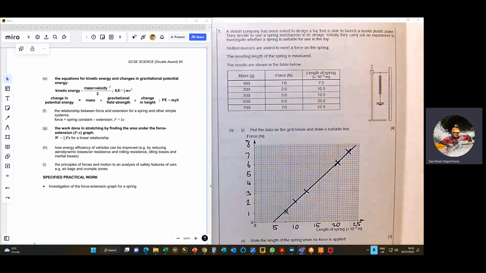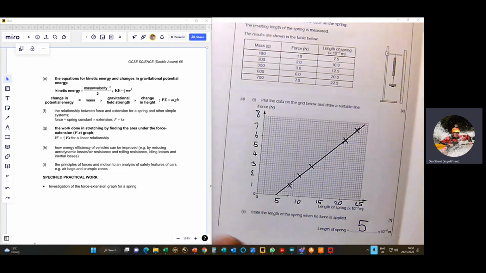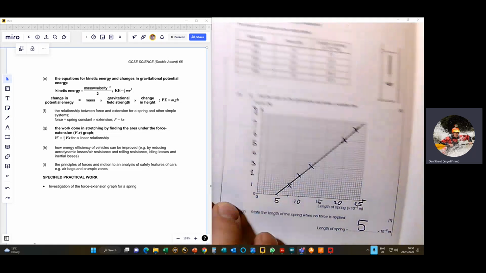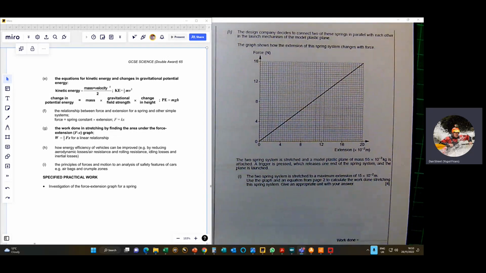Okay, so state the length of the spring when no force is applied. So here is 0 force, and the length of the spring is 5 times 10 to the minus 2 meters. Okay, so that's the first page done. That doesn't really involve any higher level material. However, when we move on to this next page, things change slightly.